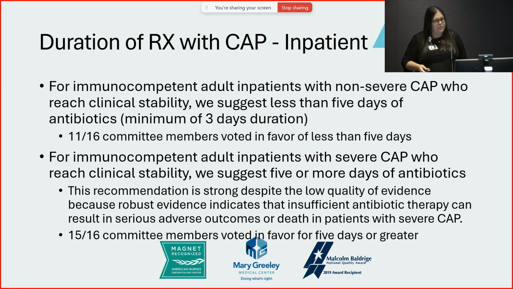And then for immunocompetent adult inpatients with severe CAP who reach clinical stability, they need 5 or more days of antibiotics. And that was a strong recommendation, even though they noted there was low quality evidence. It's just a risk that if these patients don't get that longer duration, the risks to them are greater than what we know in the data. So they almost unanimously voted in favor of 5 days or greater in severe community-acquired pneumonia.